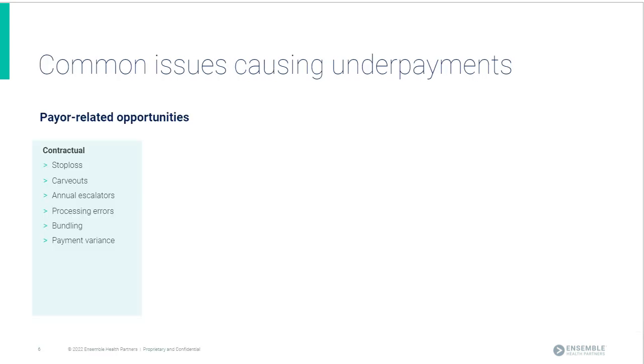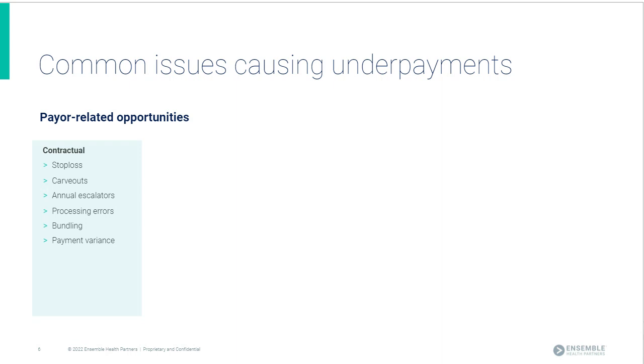So there are a few common issues that are causing underpayments. I think these are the ones that probably everyone is aware of, and quite honestly, they will show up on a variance report if you have them. Your basic stop loss: on high dollar claims, are you being paid that stop loss or not? Are you getting your carve outs for some of your higher dollar services? Are your payers paying your escalators? Are you catching any type of processing errors?